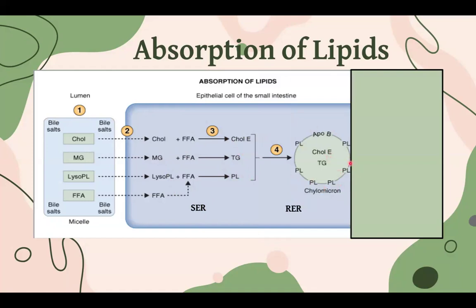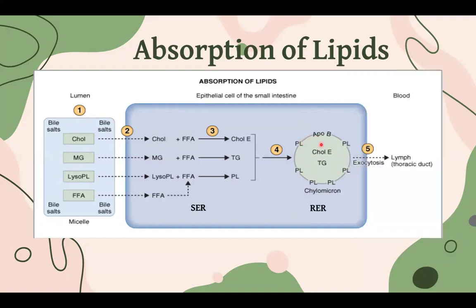And this happens with the help of an apolipoprotein known as ApoB48. Okay, so these lipid molecules come together with ApoB and they form a chylomicron. This whole process happens in the rough endoplasmic reticulum. Okay, the purpose of this chylomicron is basically to make the lipids more hydrophilic so that they can go into the circulation.